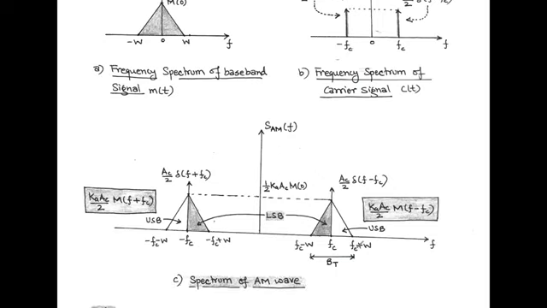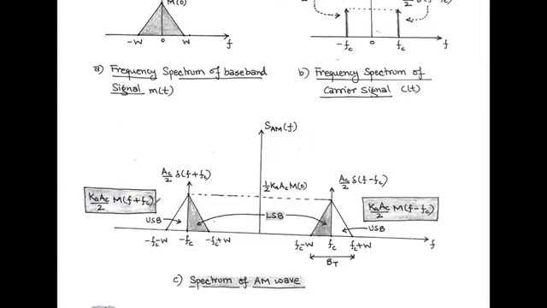In this figure, at plus minus fc there is an impulse which represents a carrier as well as the spectrum that is shifted from origin to plus minus fc. At plus fc, the impulse is A_c by 2 delta(f minus fc) and corresponding spectrum having a value k_a A_c by 2 M(f minus fc). And to the negative side, that is at minus fc, there is an impulse whose value is A_c by 2 delta(f plus fc) and corresponding spectrum having a value k_a A_c by 2 M(f plus fc).